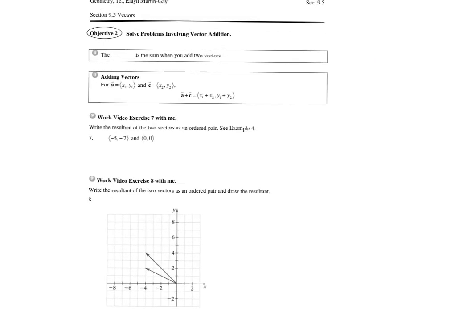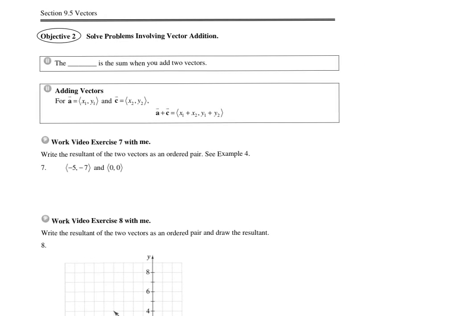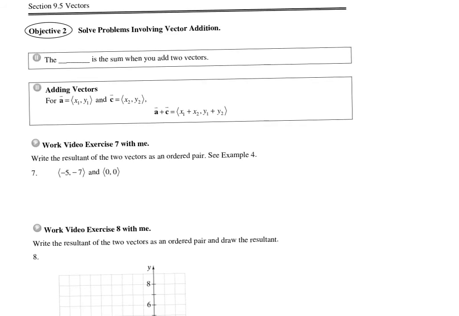All right, the last thing we're going to cover is solving problems involving vector addition. When you add two vectors, the answer is another vector. You're adding two magnitudes and directions, and then you get another vector. The resultant of the other two vectors, or the answer to the sum of two vectors, is the resultant.